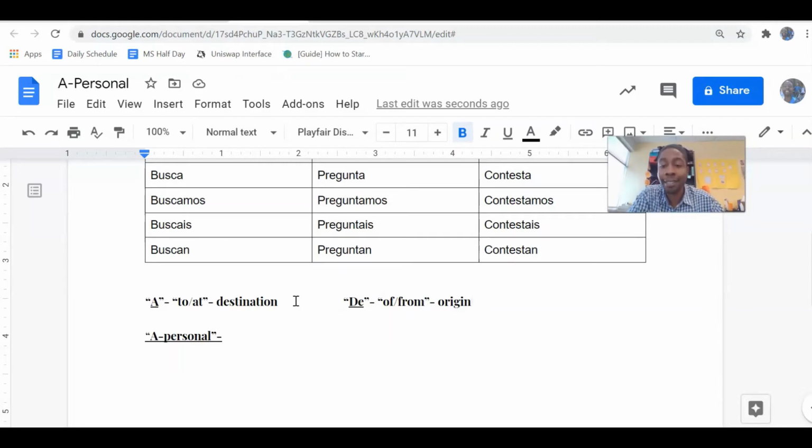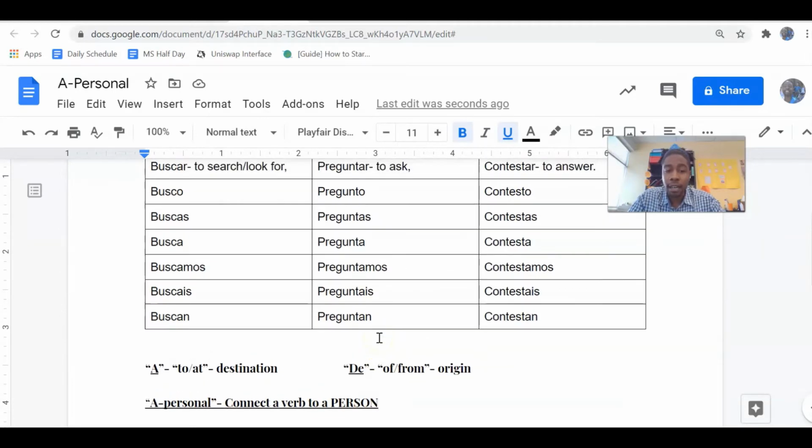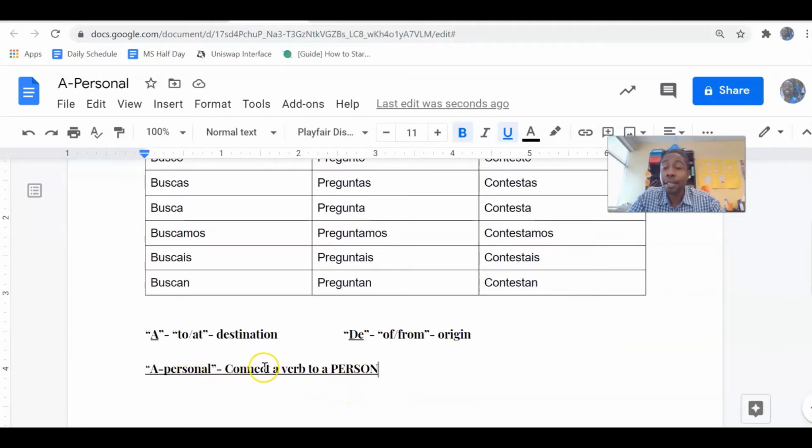So I hope you all can see how these two words are related, and I hope that you guys can see how they're opposites of each other. A shows where something's going, and de shows where something's coming from. Now, neither of these words are apersonal. Apersonal is a word that we need when we want to connect a verb to a person. Okay, so when we're using apersonal in between a verb and a person, this apersonal is going to connect a verb and a person.